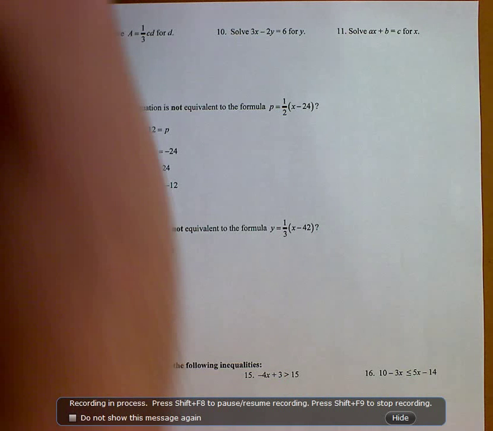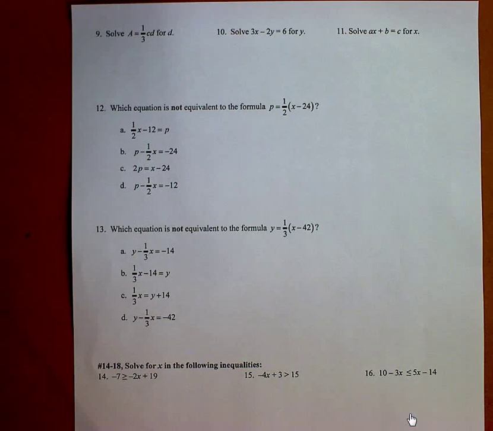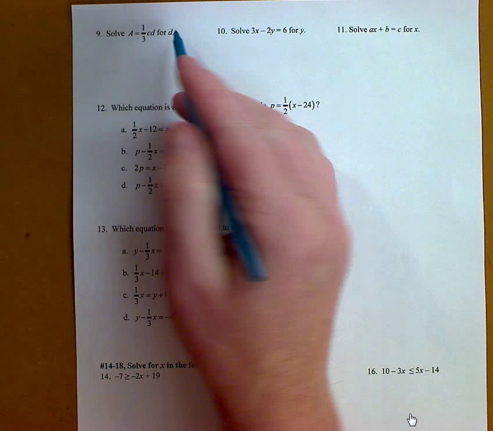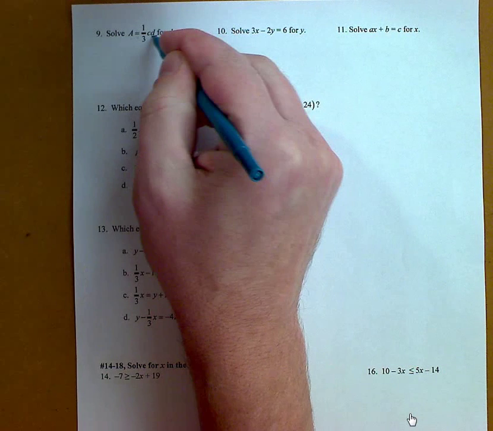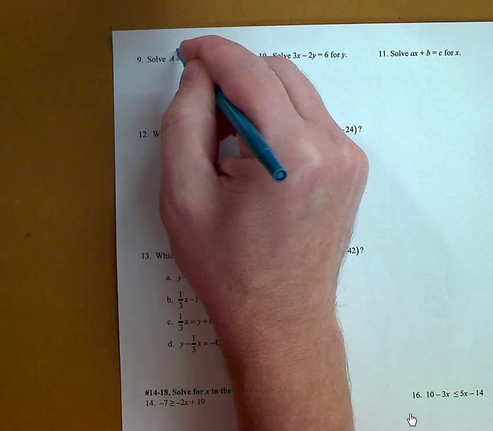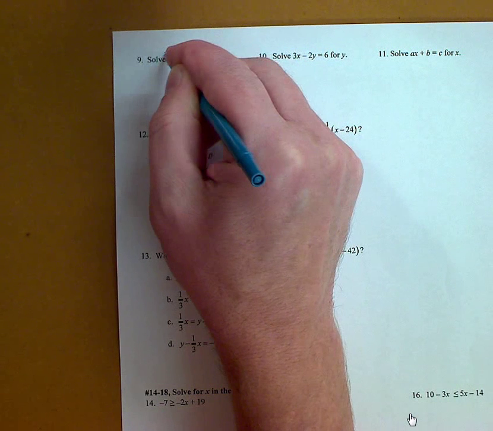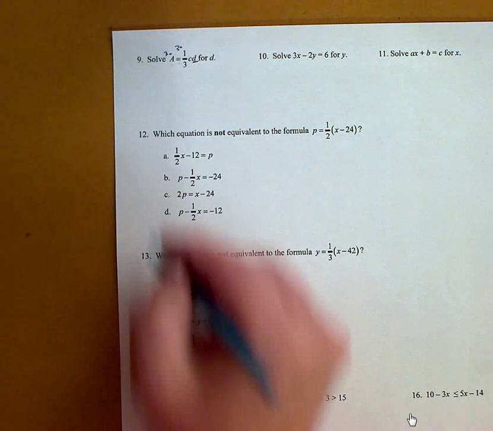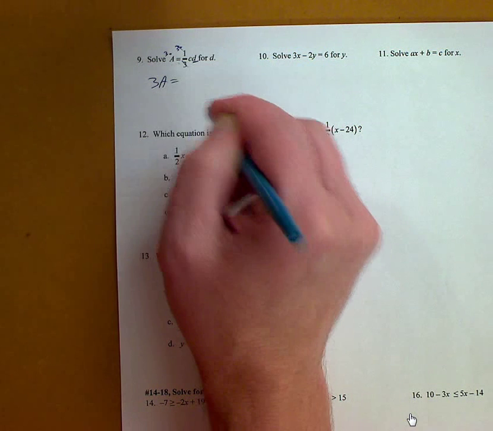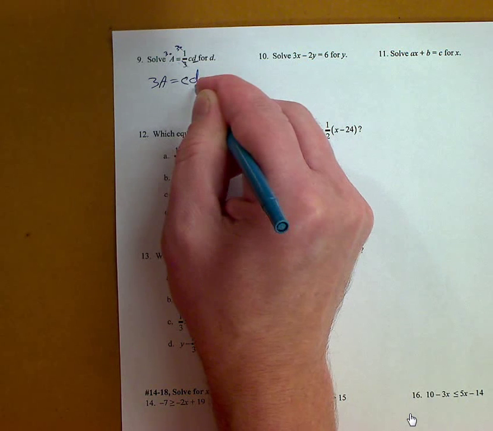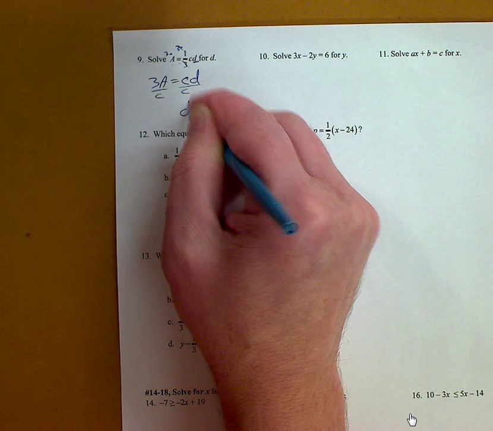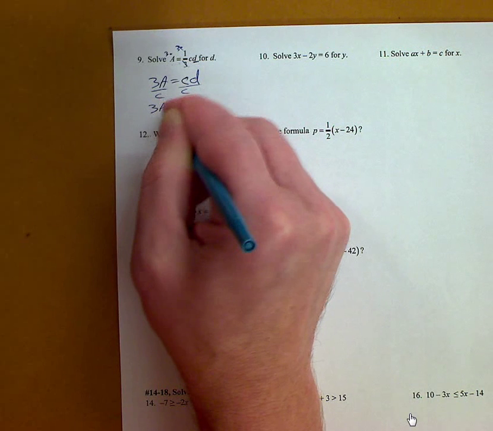Okay, here is page 2 of the Unit 2 review. So, we're going to solve A equals 1/3 CD for D. So, literal equation. I got to solve for D. What do I need to do here? I'm going to multiply by 3, multiply by 3. I get 3A over here. This cancels with the 1/3. I'm left with CD. I'm going to divide by C and divide by C. I get D equals 3A over C.